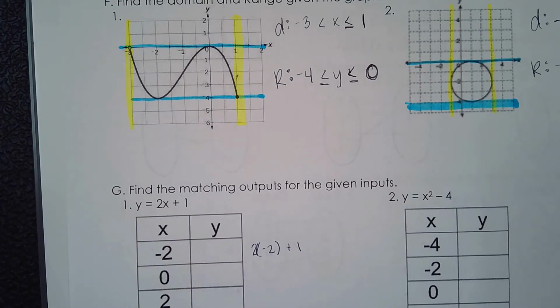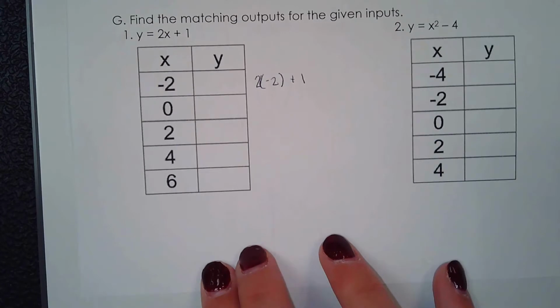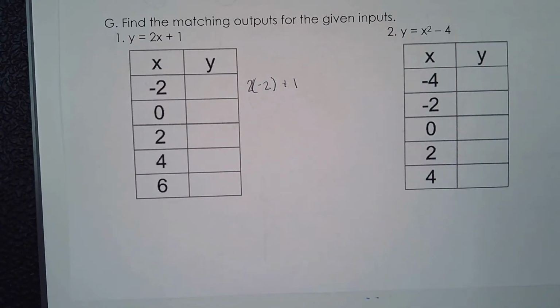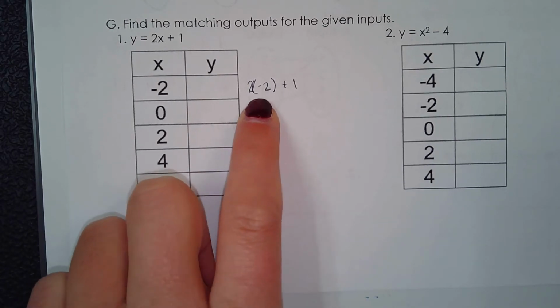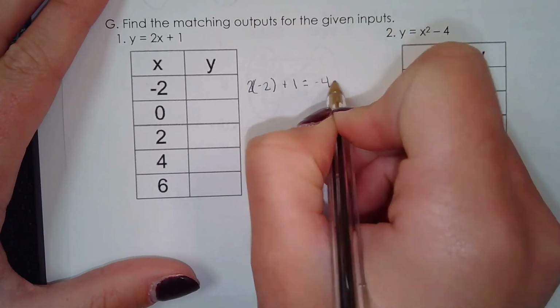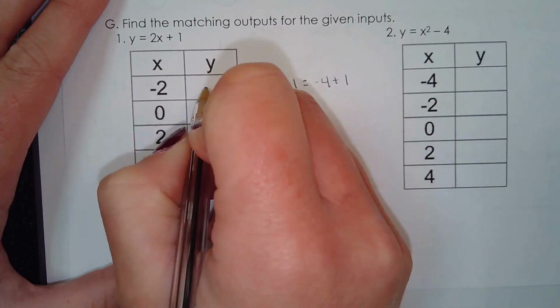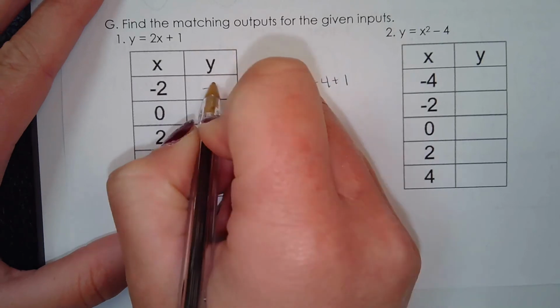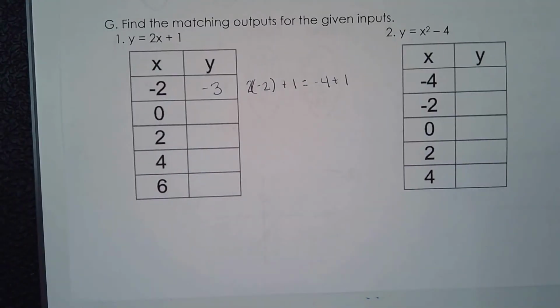Is everybody okay with how we did that? Yes, no, maybe? If you can see it, that'd be helpful, right? So here's your function. It says that x is -2. So everywhere there's x, we're plugging in -2. So what is 2 times -2? And -4 plus 1? Somebody said it. Is that okay? Yes.